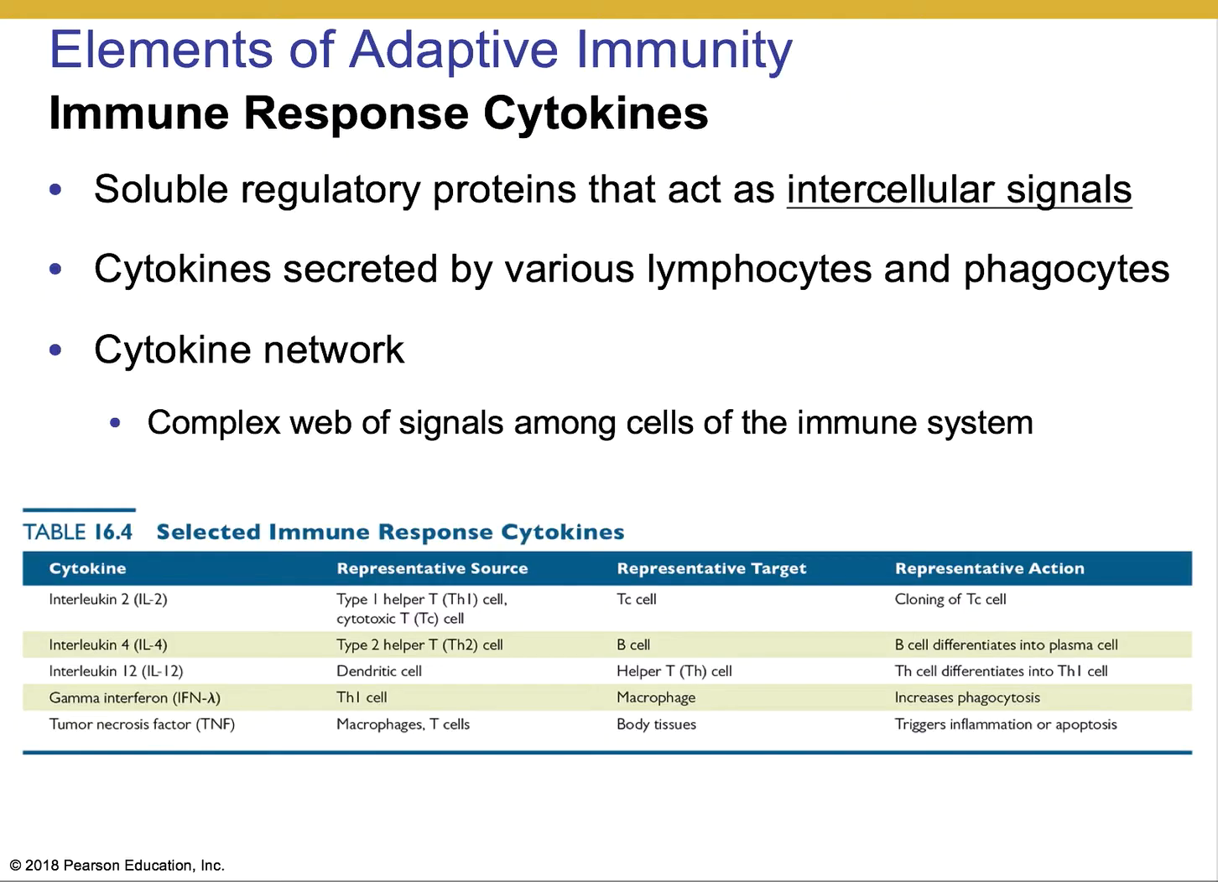And let's see if I can advance here to the next one. Okay, so some of the T helper cells, we said, secrete cytokines, including interleukins. Just to remind you that cytokines are soluble proteins that act as intercellular signals. So cytokines, well, anything small that can facilitate communication between different components of the immune system. They are secreted by various lymphocytes as well as phagocytes, and we can actually consider it a signaling network of cells, and these signals are sent back and forth. What kind of signals are they? What are they talking about?